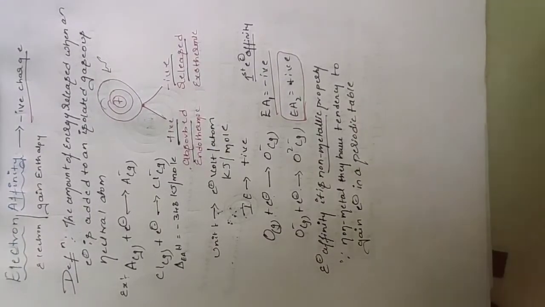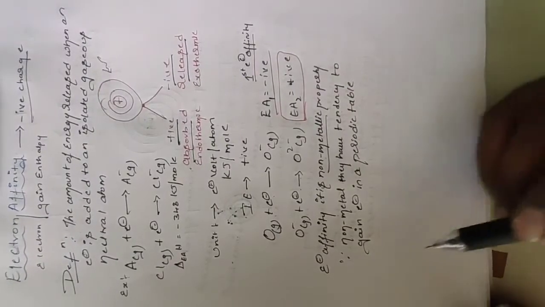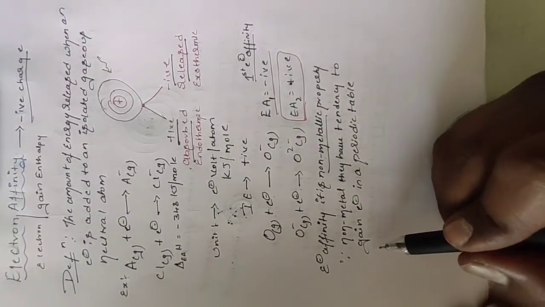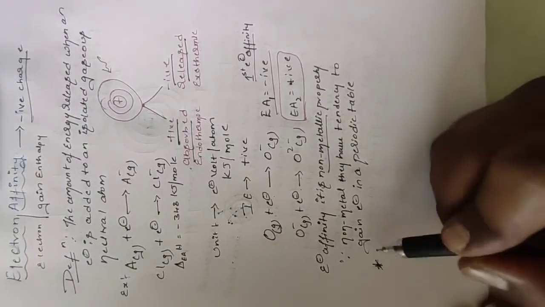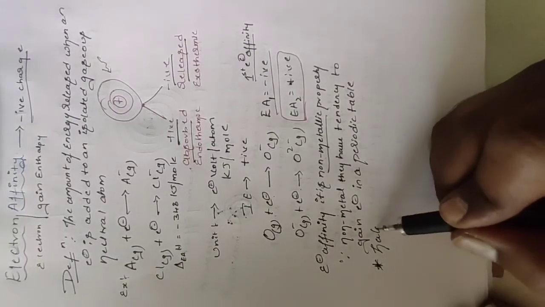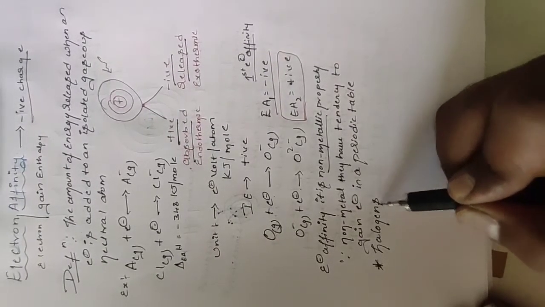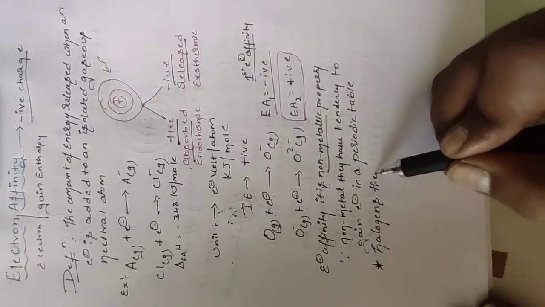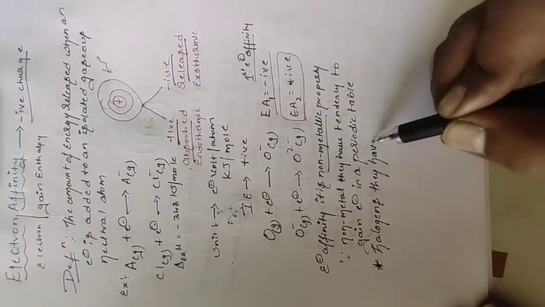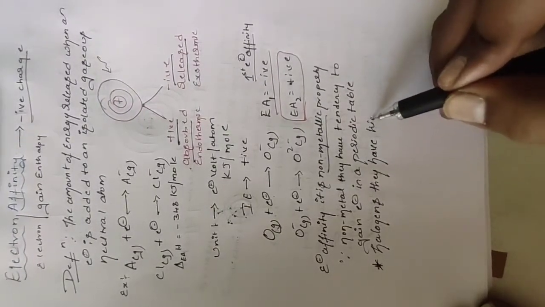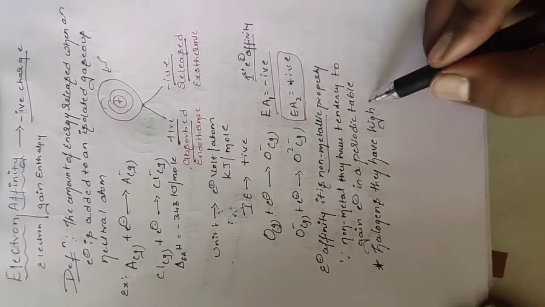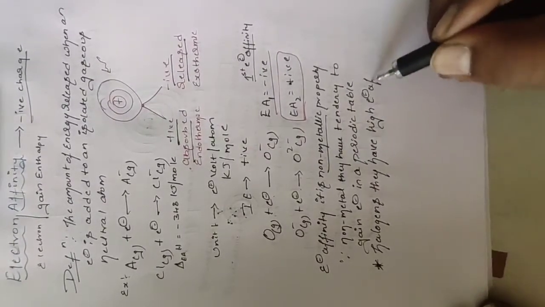In the periodic table, halogens are a very important point. Halogens have high electron affinity.